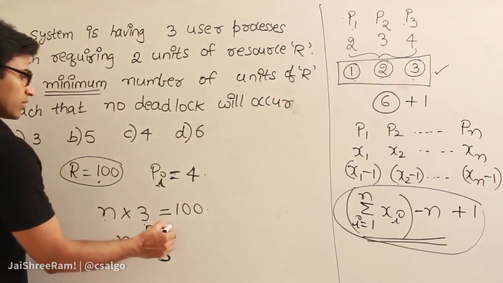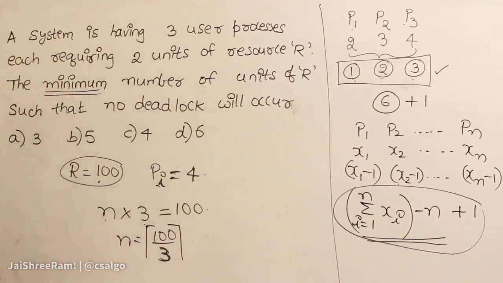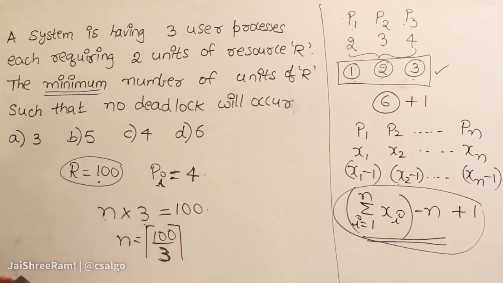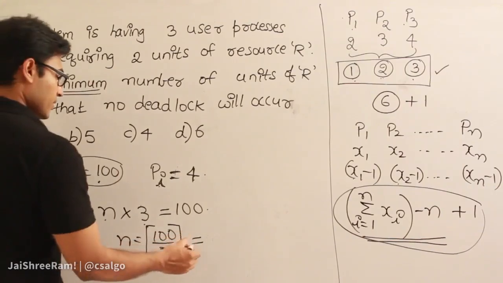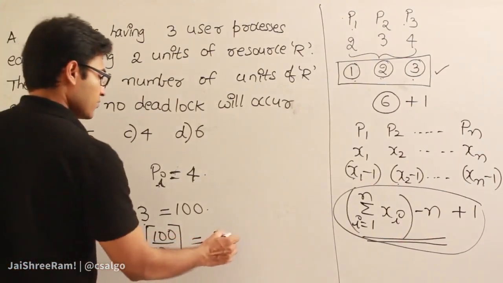Whenever the question is about minimum, it is always about ceil. Whenever the question is about maximum, it is always about floor. Now I am talking about the minimum number of processes required so that there will be a deadlock, right? So how many processes will be required? I think you will get 33 point something, therefore you can write 34.